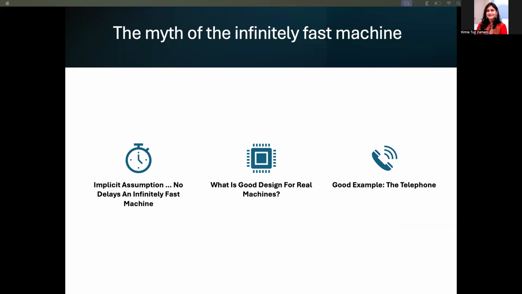The myth of the infinitely fast machines. Even if computers keep getting faster, humans don't. The bottleneck is often our brains, eyes, and fingers. Faster doesn't always equal better. Sometimes too much speed overwhelms the user. For example, if Google gave search results before you even finish typing, would that help or confuse you?